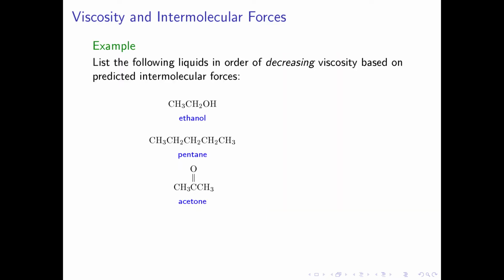Let's consider another example. We're going to list the following liquids in order of decreasing viscosity based on the predicted intermolecular forces. The 3 liquids are ethanol, pentane, and acetone. As before, our first step is to determine the strongest intermolecular forces present in each of these 3 liquids. We will begin with the ethanol. First we ask, are there any hydrogens bonded to oxygen, nitrogen, or fluorine? Since we have an OH group present in ethanol, the strongest intermolecular forces present are hydrogen bonding.